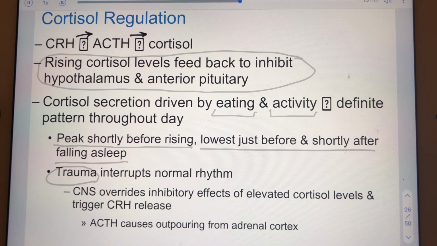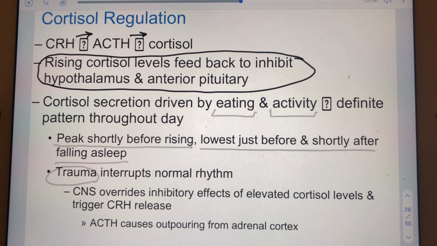Okay, but obviously ACTH, because it targets the entire adrenal cortex, will promote the secretion of cortisol in addition to all the other corticosteroids. And ACTH is secreted in response to CRH from the hypothalamus. Okay? Cortisol levels, when they rise, feed back, negative feedback, to the hypothalamus and the anterior lobe of the pituitary gland to say, okay, that's enough CRH. Okay, that's enough ACTH. We've got enough cortisol now.